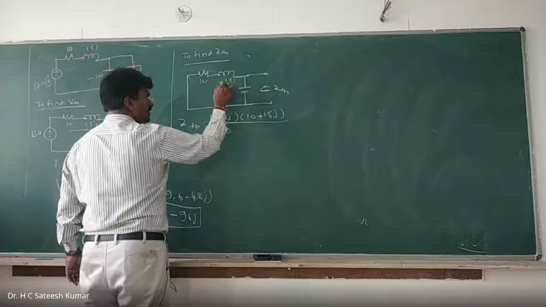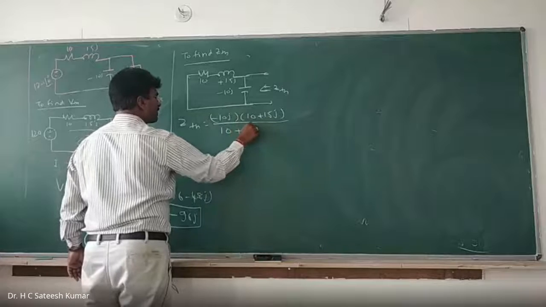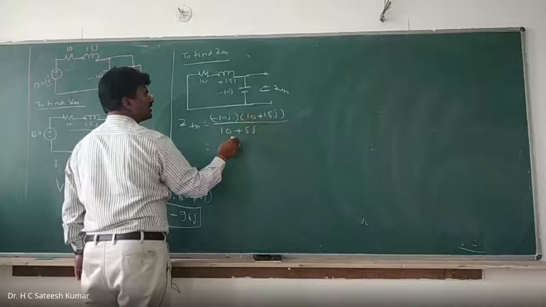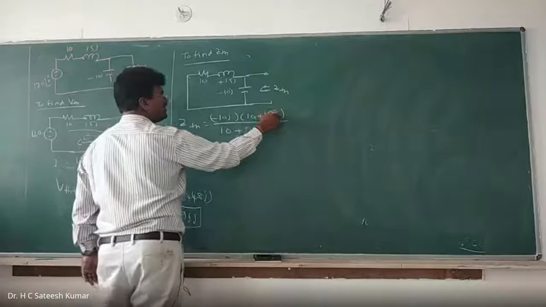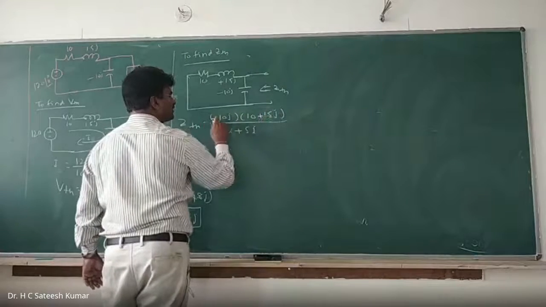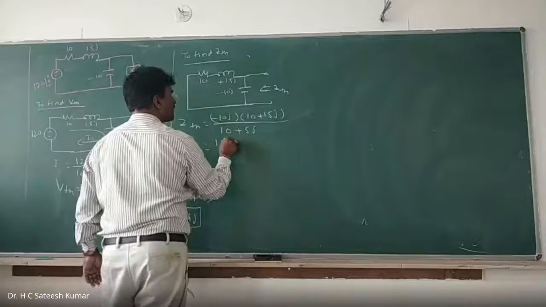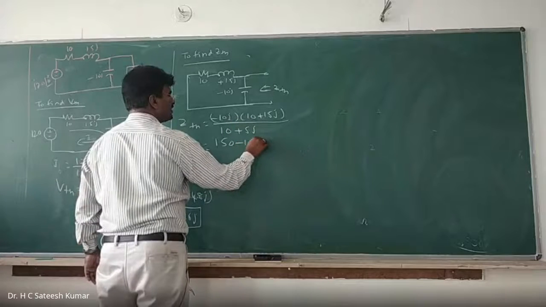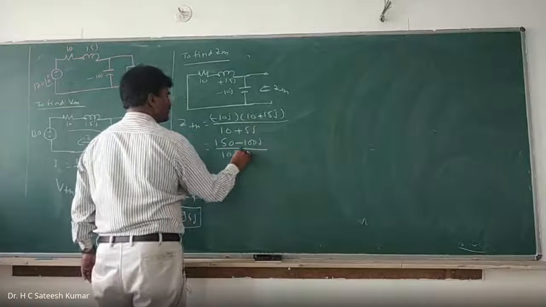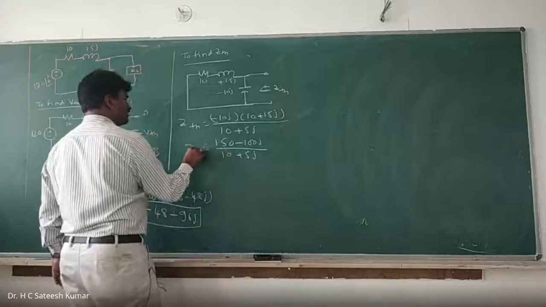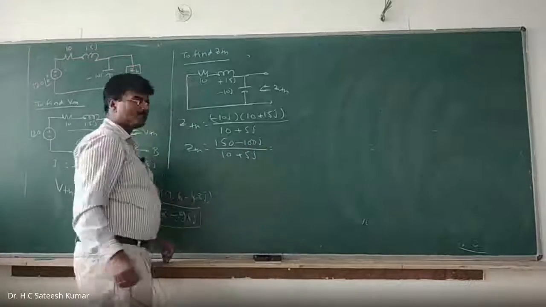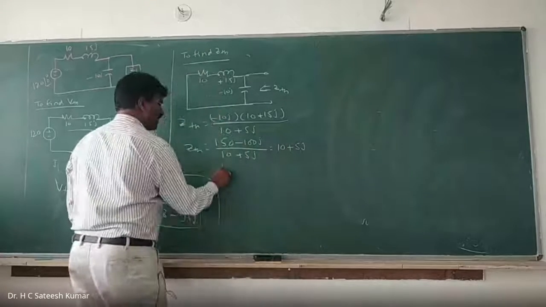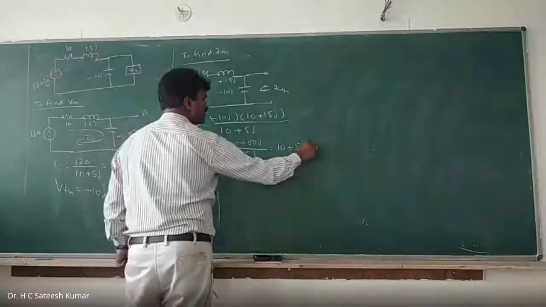10 plus 15J minus 10J is 10 plus 5J. Multiply this out. The real part: J into J is J squared, which is minus 1, and minus into minus gives plus, 10 into 15 is 150, and minus 100J. So 150 minus 100J, divided by 10 plus 5J. Fine. So ZTH, tell me the ZTH value: 10 plus 5J. Okay. For maximum power transfer, this is your Z source.